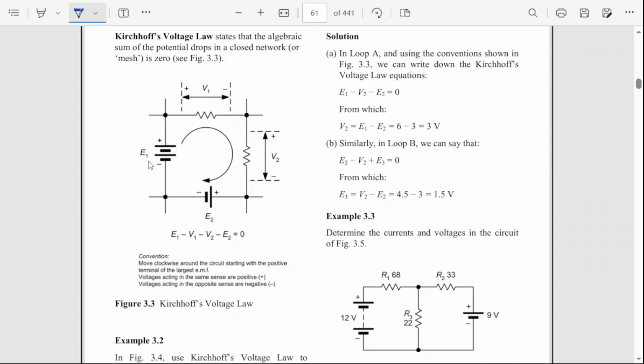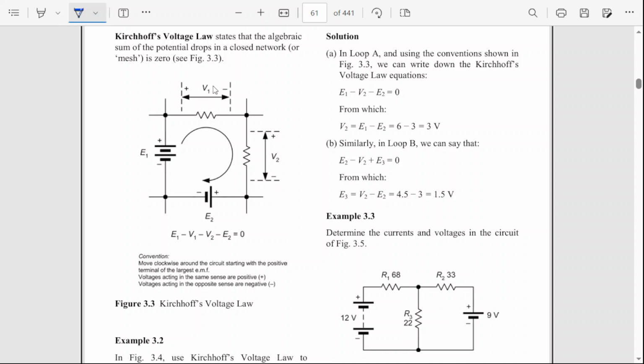So here you have E1 and E2. They are both power supplies. They are a source of voltage, energy. And then the drop of voltage, the potential difference across each component in a circuit, the sum has to be equal to 0. So in this case, E1 and E2 are sources of voltage, but notice that E1 is positive and E2 is negative. Also notice that B1 and B2 are negative.